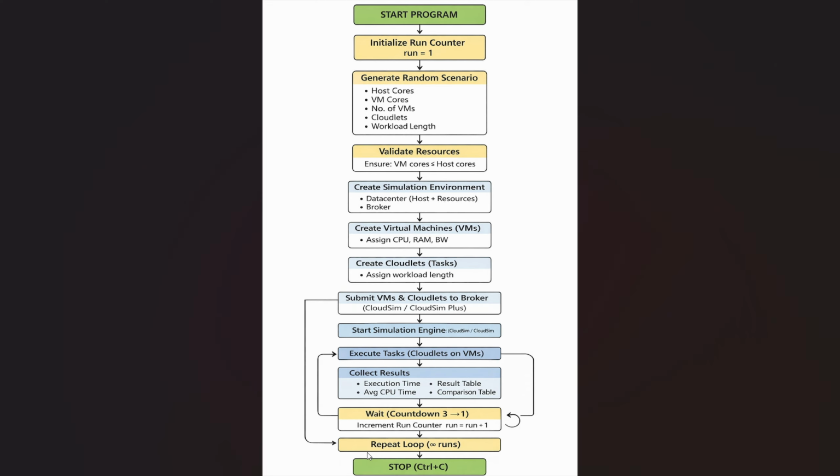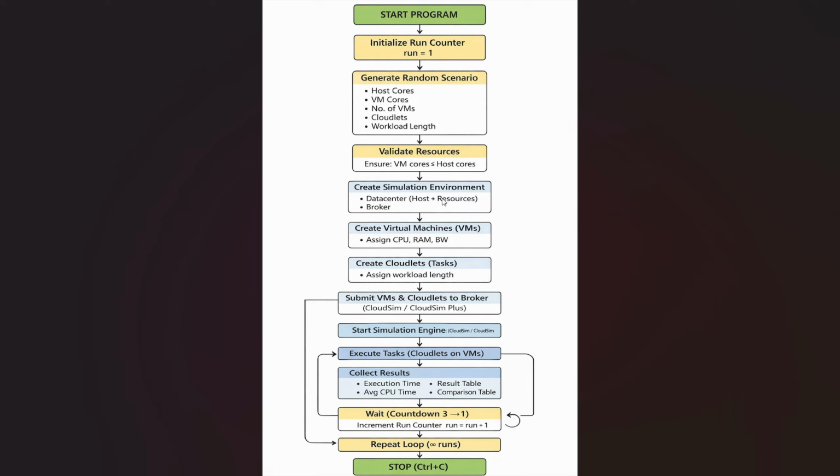How does it work? So this is a simulation workflow. The program that I have created is a simulation program that first generates a random scenario. As you can see, these are the parameters on what basis we are going to compare. Then it will validate whether the resources are sufficient or not, based on the condition that the host cores must be greater than or equal to the VM cores.